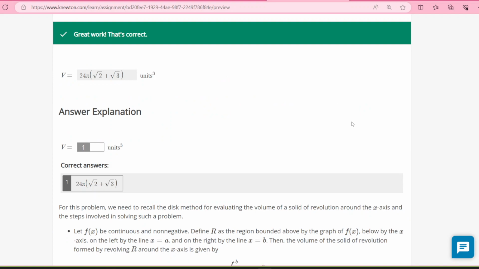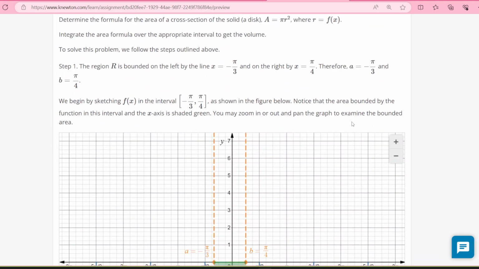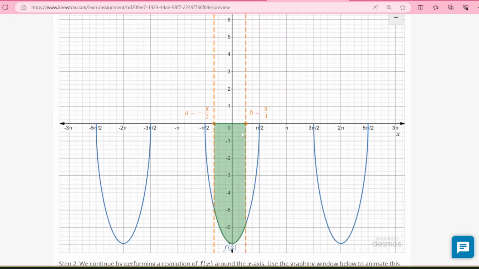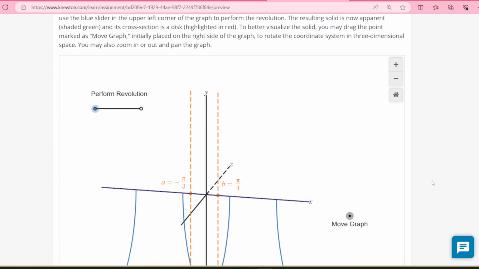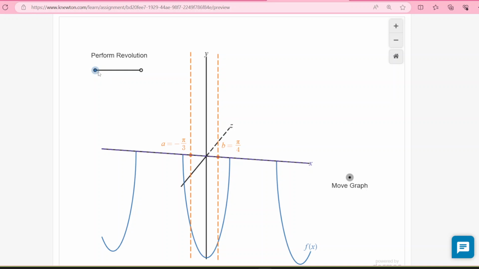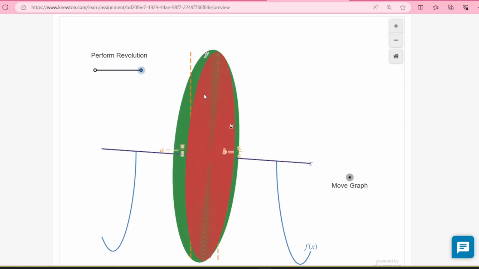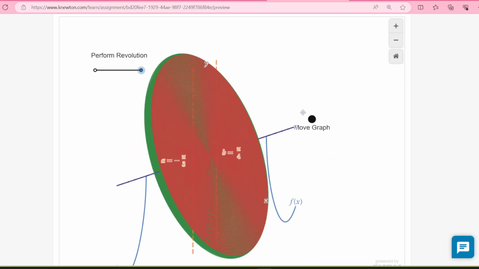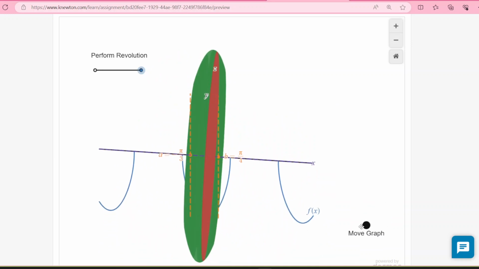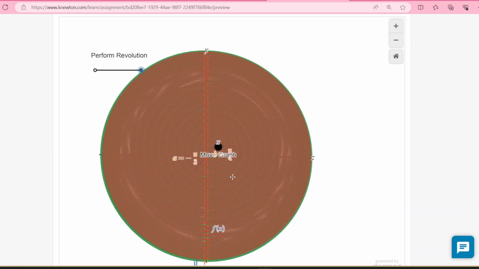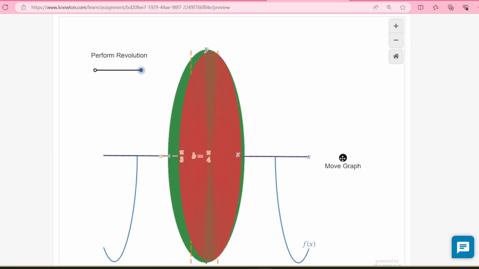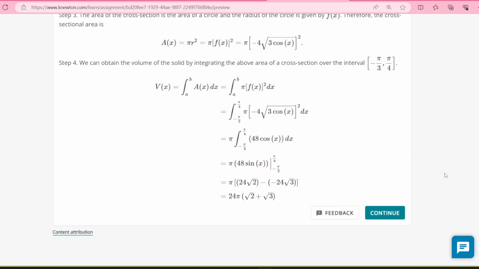Great. And once again, they're showing you all the stuff. There's the region I drew, and they want you to check it out. Look what happens when you rotate it around the x-axis: you sweep out this 3D shape, and they also have a disk there for you. And you see the circles, the disks, and all that. And then the volume of that shape we found. Nice.